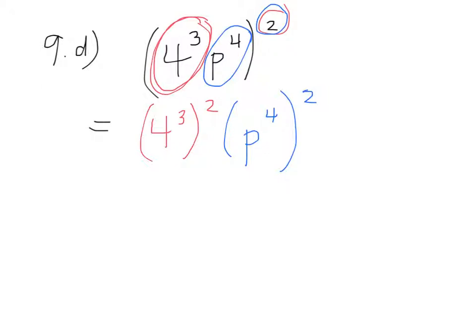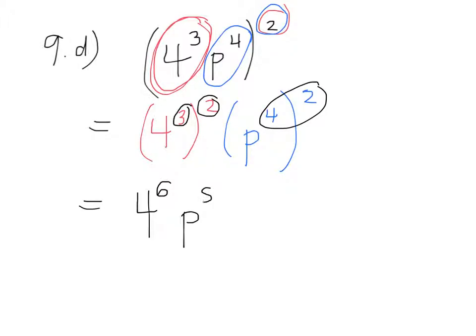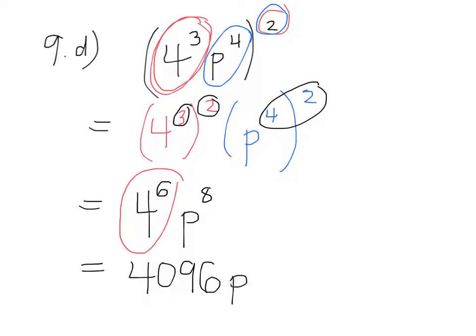Can you simplify this? Can you do 4 to the power of 3 to the power of 2? Power of a power, what do you do with the exponents? So it becomes 4 to the power of 6, and p to the power of 4 times 2 is 8. How many of you stopped here? You can actually calculate that. You can simplify that. What's 4 to the power of 6? 4096. And I have p, I don't know what p is, so I leave it as p to the power of 8.